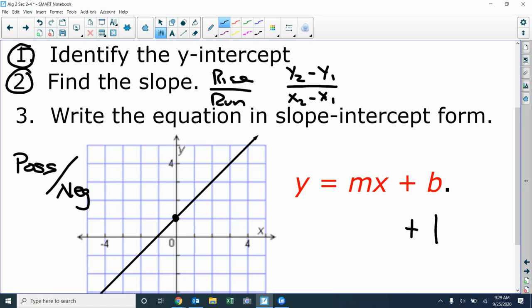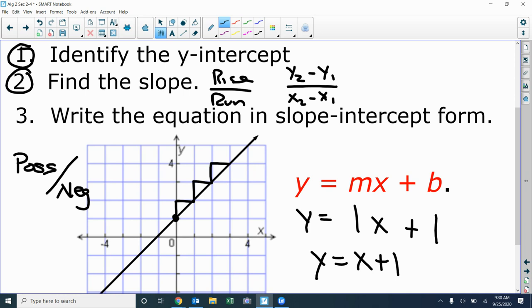So let's look and see what's going on. Looks like it goes up 1, over 1, doesn't it? Rise 1, run 1. Rise 1, run 1. So what is this slope? 1. So now we'll plug that in for m. y equals 1x plus 1, of course. We'll usually write that as just x plus 1. And there's your linear equation.